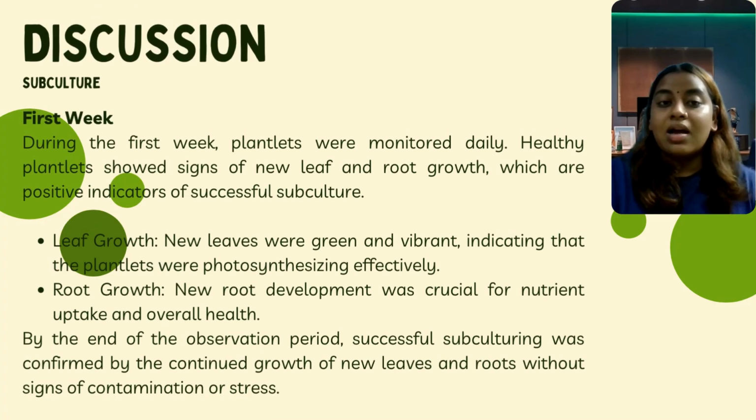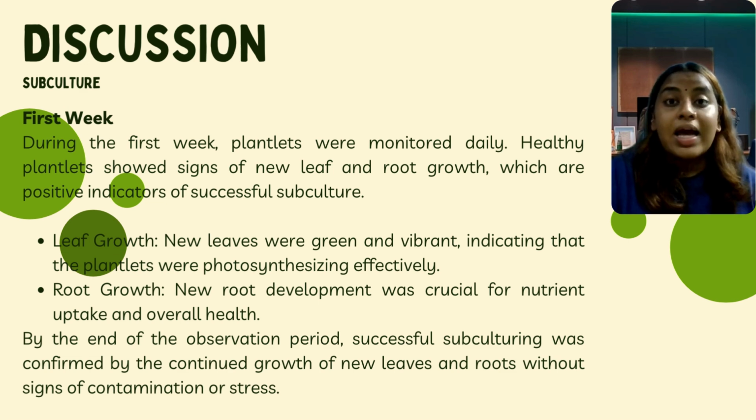Discussion for subculture. After transferring the plantlet to the sterile box, their immediate response was observed. Healthy plantlets maintain a green coloration and turgor, indicating minimal stress. During the first week, the plantlets were monitored daily. Healthy plantlets showed signs of new leaf and root growth, with new leaves appearing green and vibrant, indicating effective photosynthesis, and new roots developing, essential for nutrient uptake. By the end of the observation period, successful subculturing was confirmed by the continued growth of new leaves and roots without sign of contamination or stress.